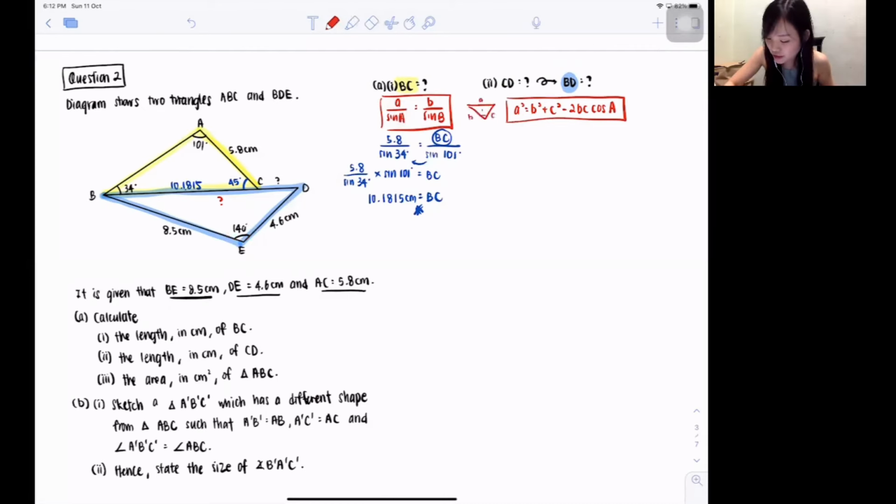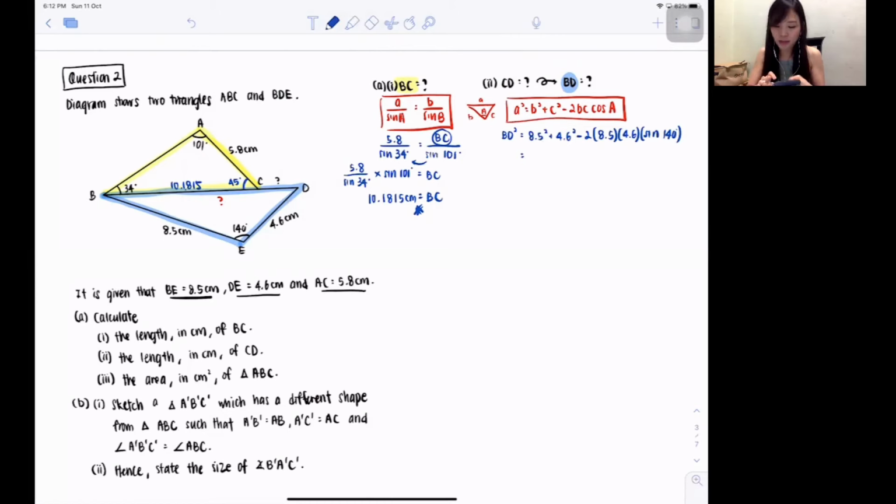A squared equals B squared plus C squared minus 2BC cos A. Scared you guys don't know which part I'm saying, so I write it for you. A, the question mark, is BD squared. B and C are the other two sides: one side 8.5 squared, another side 4.6 squared, minus 2 times 8.5 times 4.6 times cos of the middle angle, 140 degrees. I really think you will understand if you watch my previous video, okay?